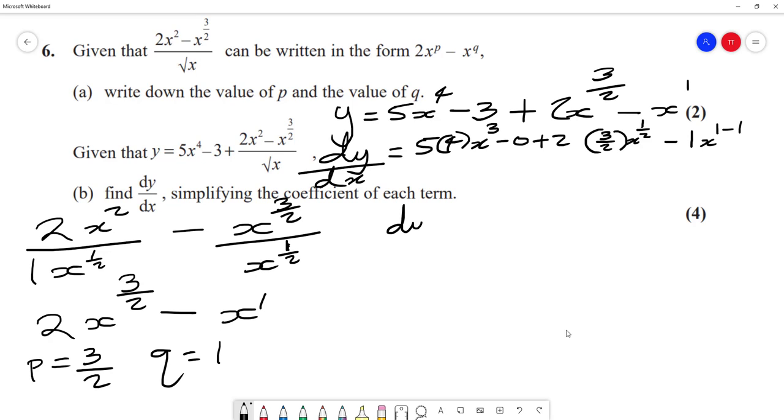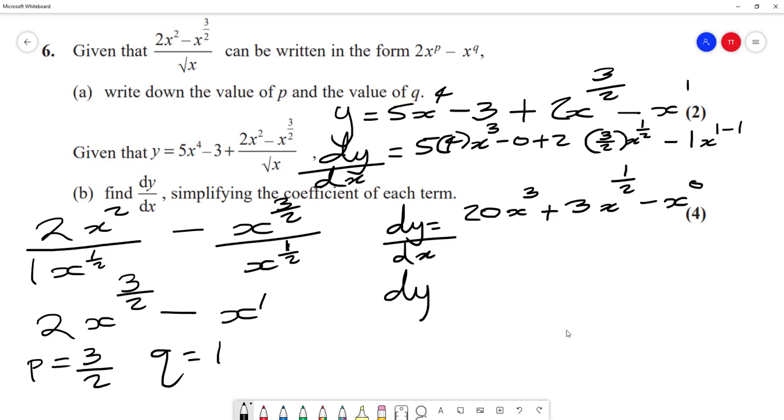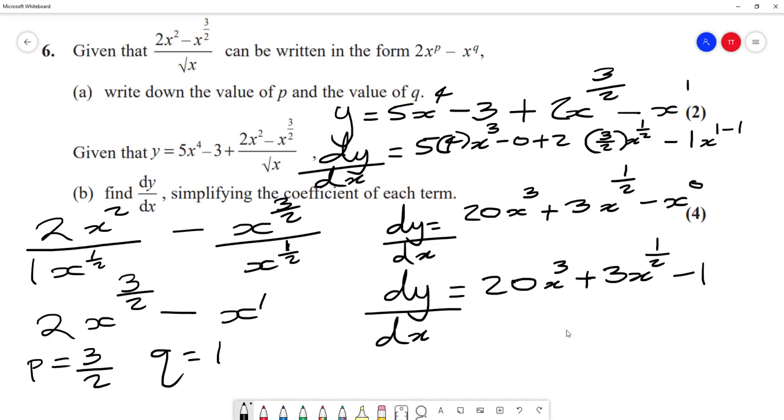So now we're going to get dy by dx is equal to 5 times 4 is 20, so we get 20x cubed. The 2 and the 2 will cancel, so I'll get plus 3x to the power of a half minus x to the power of 0. So dy by dx is equal to 20x cubed plus 3x to the power of a half minus 1.